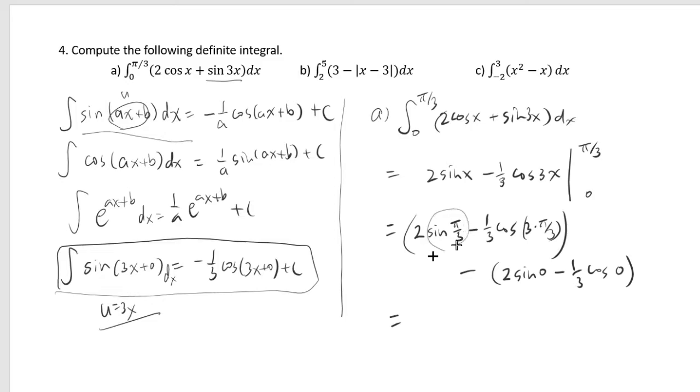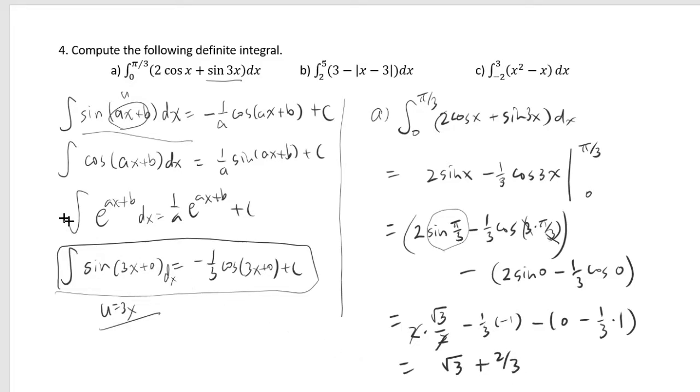Okay, so what's sine pi over 3? That's radical 3 over 2. And cosine 3 times pi over 3, the 3 and 3 cancel, and cosine pi is negative 1. Minus, sine 0 is 0, and cosine 0 is 1. And the 2 cancels, and you get radical 3. That's plus 1/3, and minus that is plus 1/3. So you have 1/3 plus 1/3, which gives you 2/3 as your final answer.